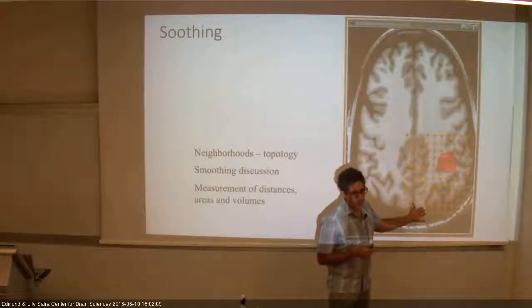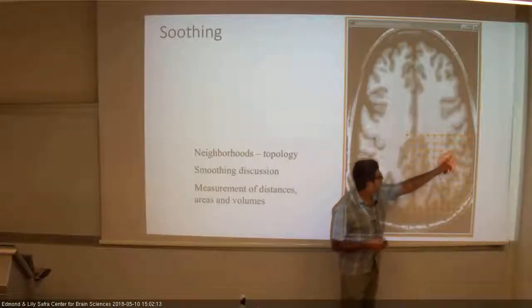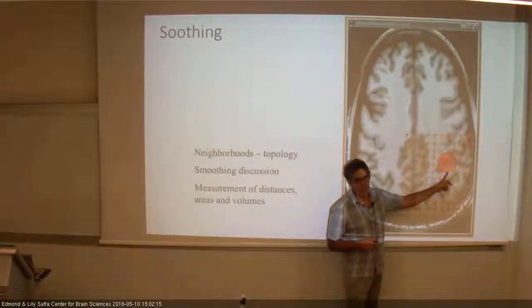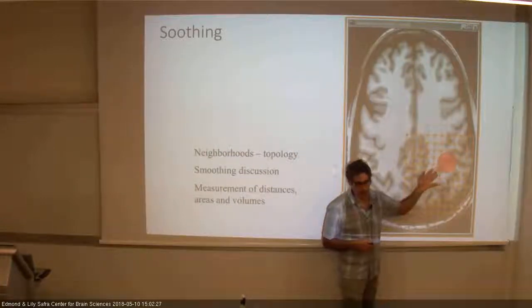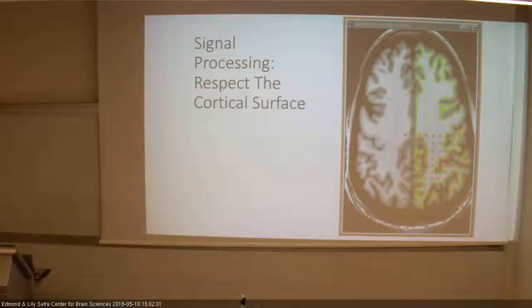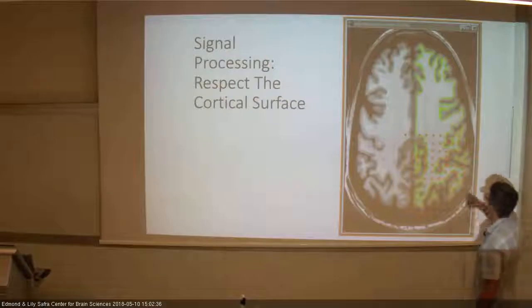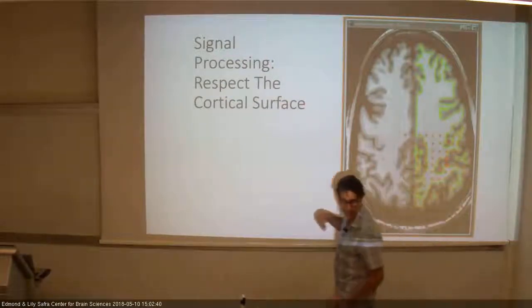The practice of smoothing may actually make a difference in the effective resolution. Even if you use an 8 millimeter smoothing kernel in image space, you essentially have a centimeter resolution. If you do the same thing but on a surface, you would actually have an 8 millimeter resolution. So that can make a huge difference. The other option is that if you smooth, you smooth according to the nodes that you derive from the segmentation.